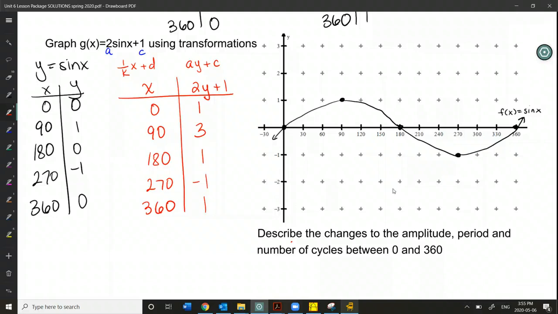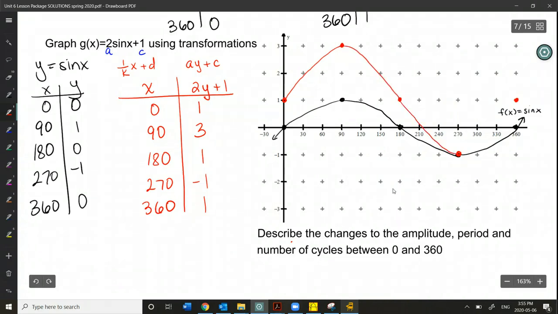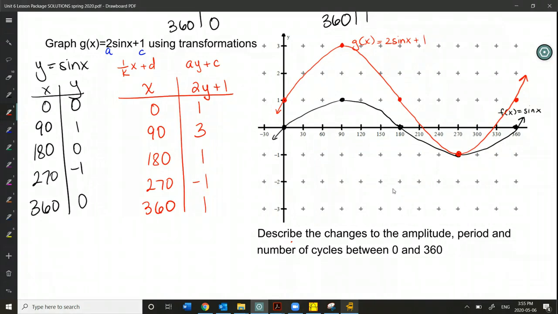And then for our next one here, we're going to graph our new points: 0, 1; 90, 3; 180, 1; 270, negative 1, that one actually stayed the same; and 360, 1. And we're going to complete that by attaching these in a nice smooth curve again. And these functions do technically continue in both directions, so you are going to add 2 little arrows on the end there. And we'll label the graph. Okay, so there's our transformed function.